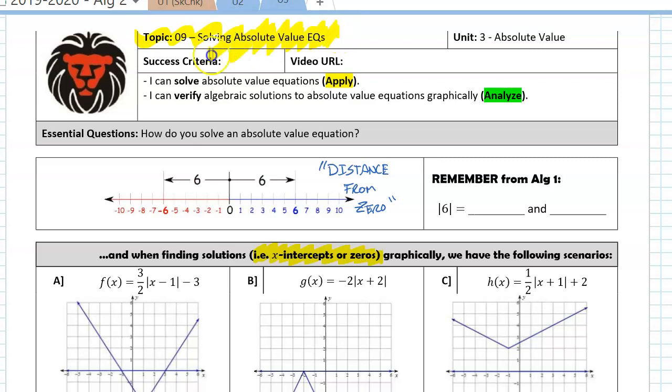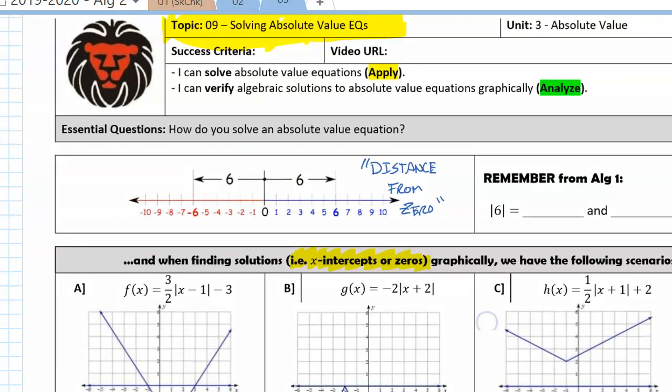This video is for topic number 9, solving absolute value equations. We're going to work on solving absolute value equations and look to verify those solutions with a graphical approach. Okay, so how do we solve an absolute value equation?